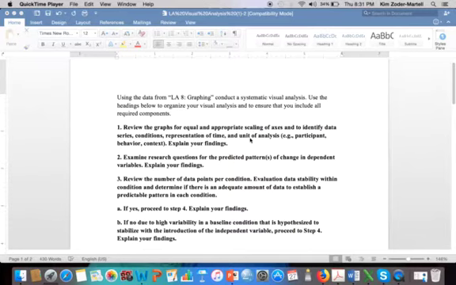The next thing that you're going to do is review the number of data points per condition. You also want to evaluate data stability within the condition and determine if there's an adequate amount of data to establish a predictable pattern in each condition.